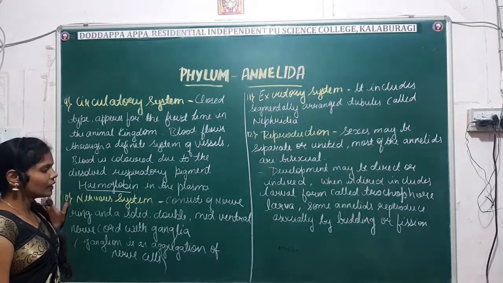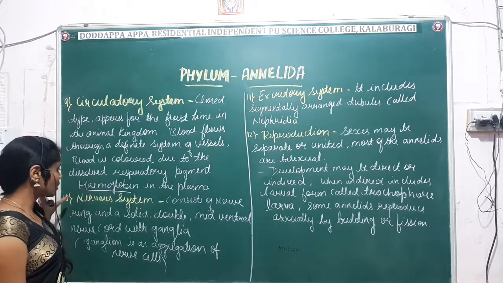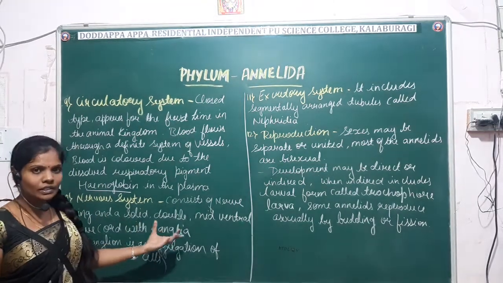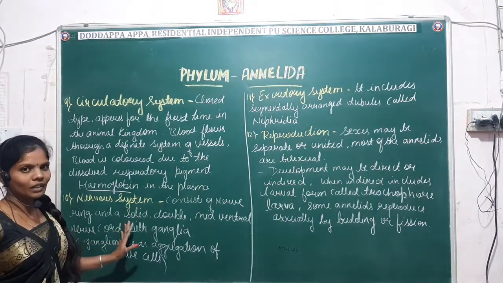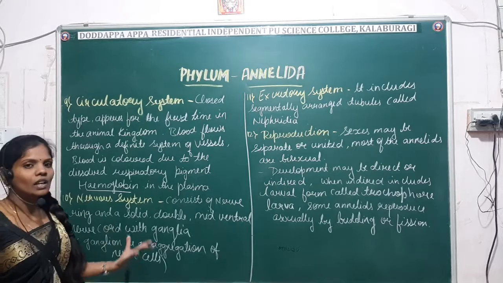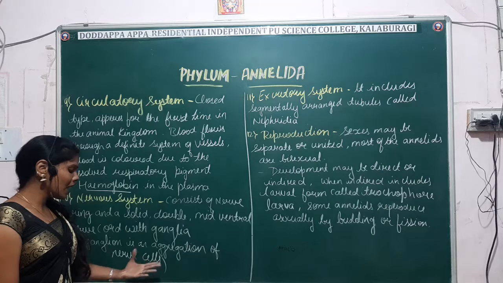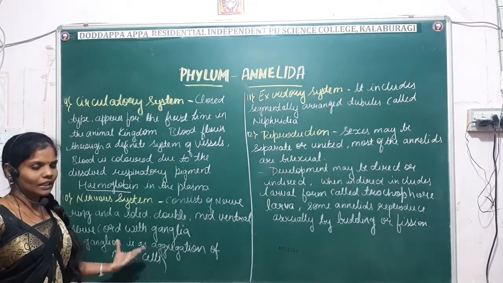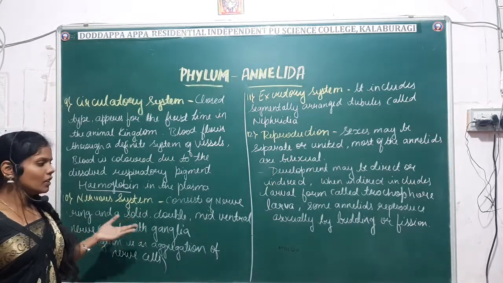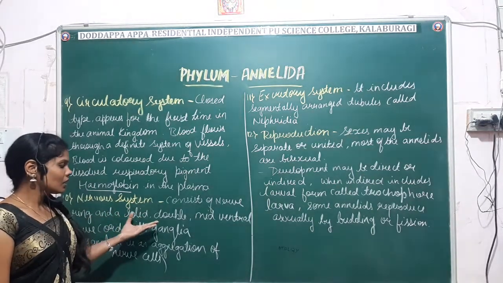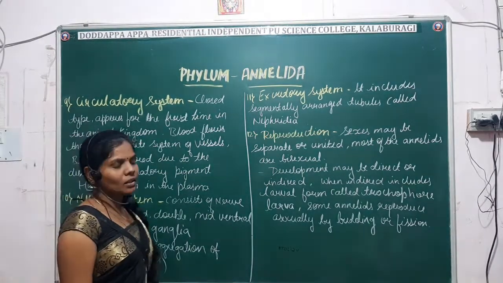Next it comes to the nervous system. The nervous system consists of a nerve ring and the solid double mid-ventral nerve cord with the ganglia. The nervous system here is well developed and consists of the ganglia. You already know what ganglia or ganglion are. They are nothing but the aggregation of the nerve cells. Next comes the excretory system.